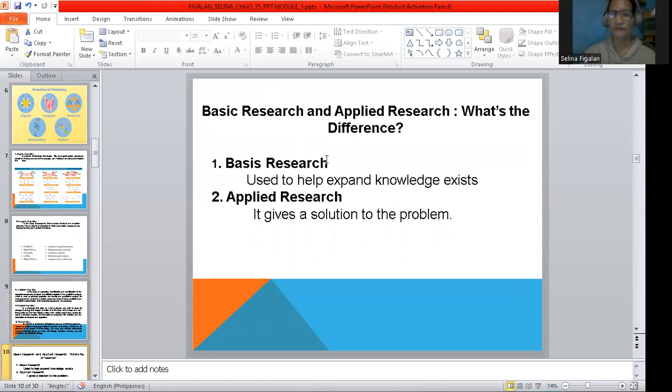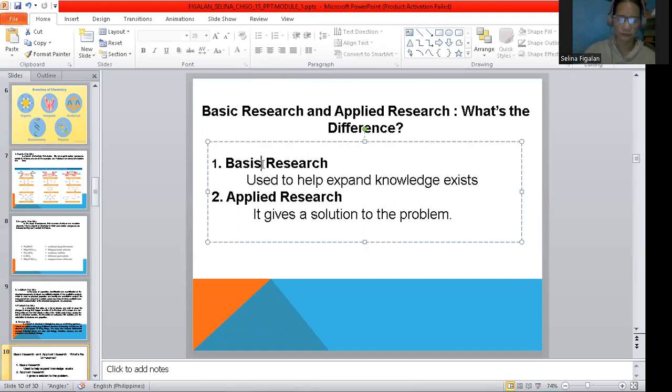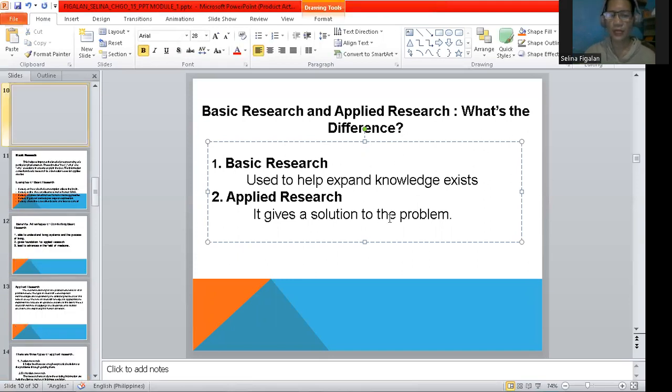How about, what's the difference between your basic research and applied research? Okay, when you say basic research, so this is basic. Okay, used to help expand existing knowledge. So which means it is not only about pure knowledge. Okay, but when you say basic research, you have to expand the knowledge. So parang example doon yung mga RL na ginagawa nyo, di ba? May mga theories kayong inilalagay with your research.